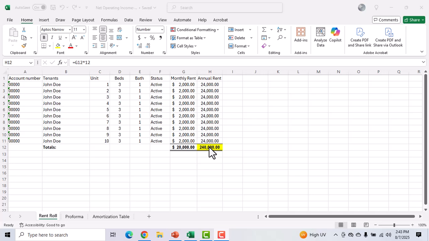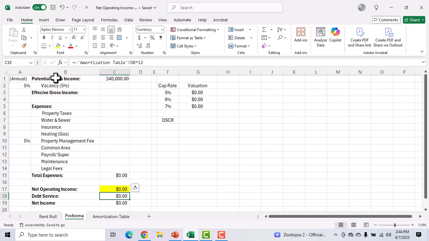Now, in order for us to calculate the debt service coverage ratio, we'll need to build a pro forma. There are two types of pro formas you can build: a pro forma from a lender's perspective, and a pro forma from an investor's perspective. For the purposes of this exercise, we're going to build a pro forma from a lender's perspective. I've already prepared my rent roll and saved some time there. Next, I'm going to click into my pro forma tab, and I'm going to start building out my pro forma.